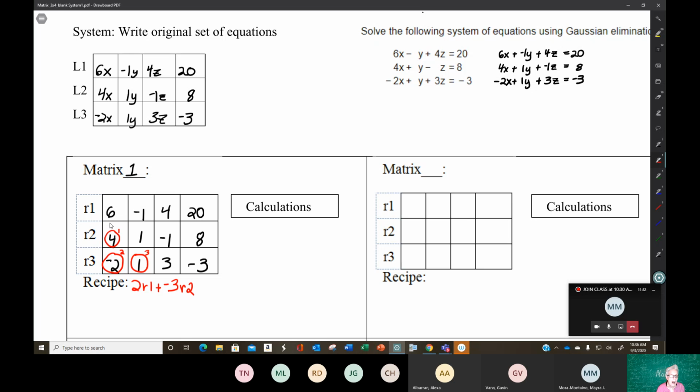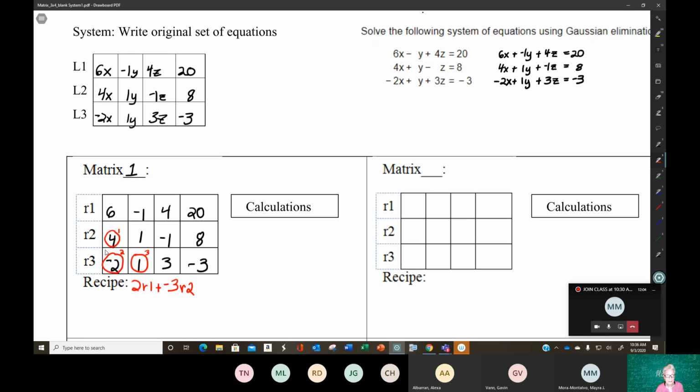Okay. I know that 6 and 4 both go into 12. So I know that 2 times 6 is 12 and 3 times 4 is 12. And if I were to make that 3 a -3 instead, I would have 12 minus 12, and that would be 0. And that's what I need to have happen. And the rest of the numbers are just along for the ride.